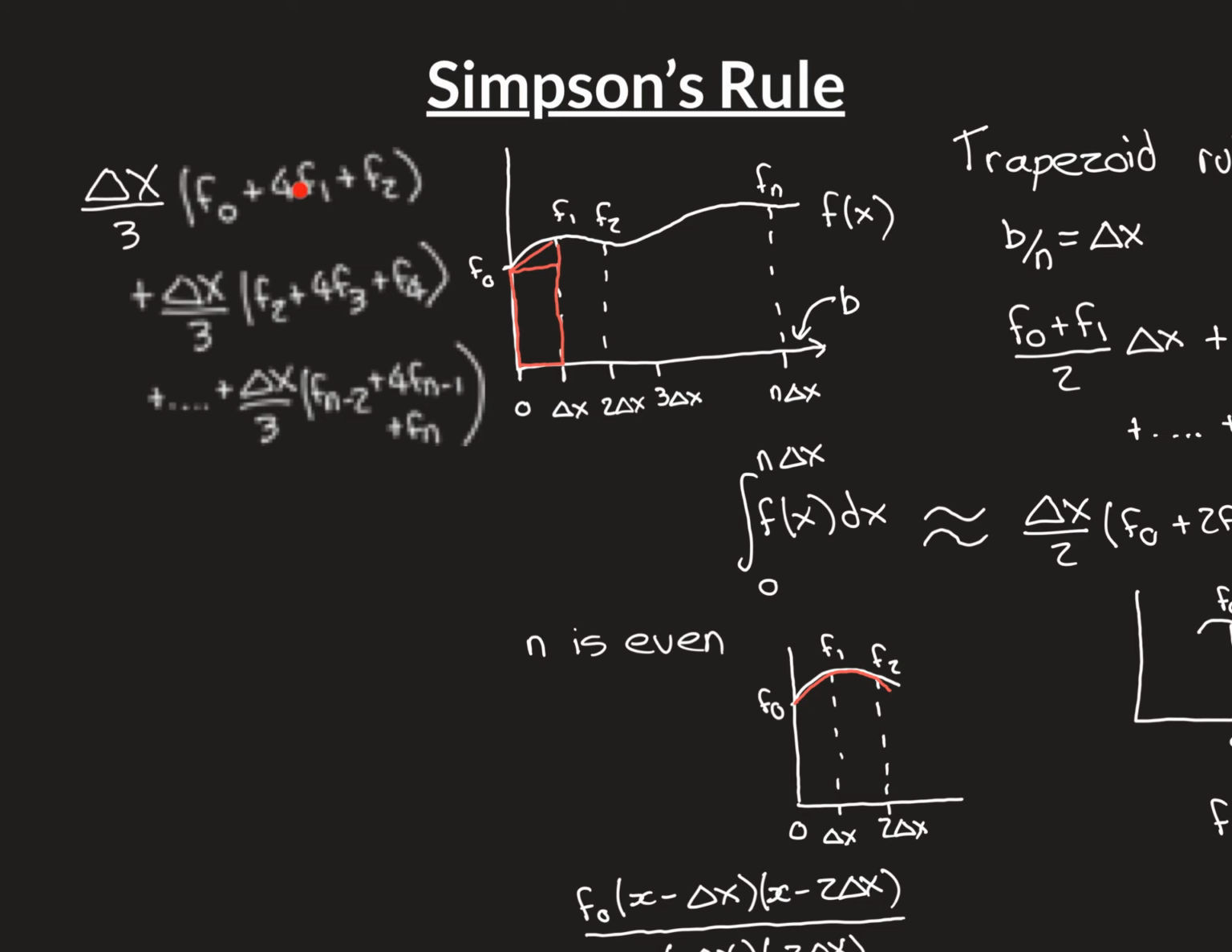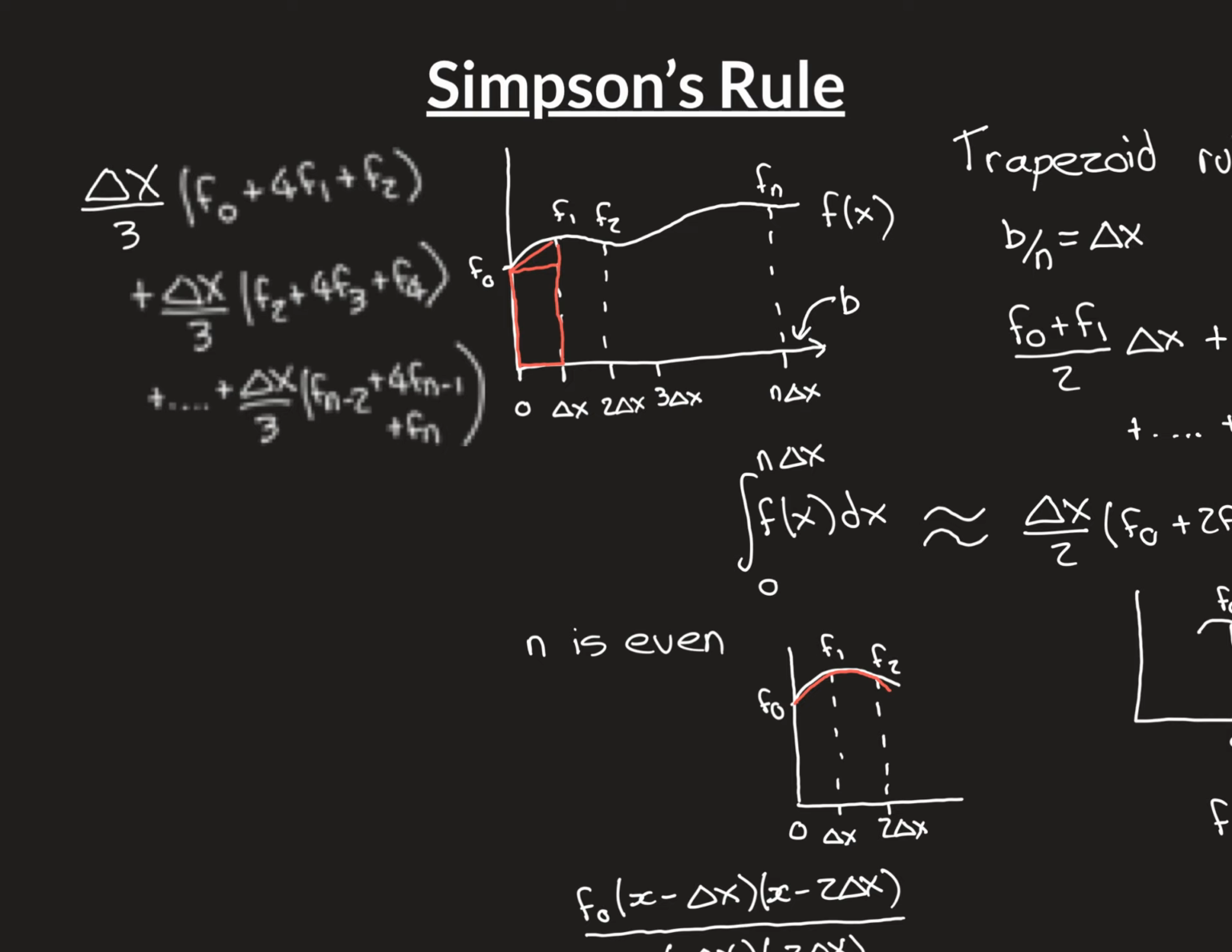So we can do this for each of the pairs of segments in our interval from 0 to b, and this is why it was so important that the number of the segments was even so that they're in pairs. And we can add them all together, and that will then be Simpson's rule for the approximation of the integral of f of x. So we'll have this one plus this one, and then it will go on.